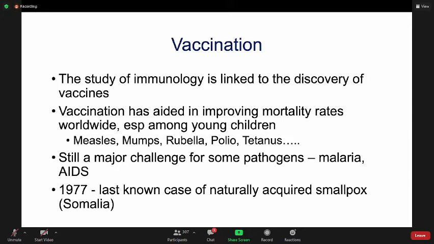We do not have vaccines against all infectious pathogens. I know there's a malaria vaccine that was developed recently, but in terms of providing protective immunity, it's not very effective. It does provide some protection, but it's not very effective. So there's still work going into that. A lot of work going into developing an AIDS vaccine as well.